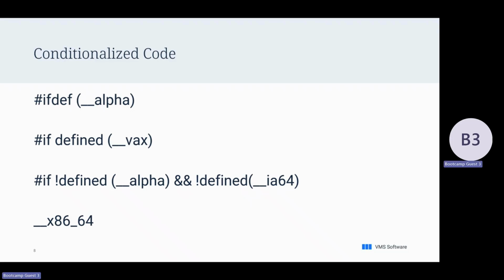So let's just dive in. Some of the things you can encounter when you're dealing with porting code is code that has been conditionalized for one or more architectures. You can find simple things like ifdef alpha, or you can find if defined VAX, or even if not defined alpha and not defined Itanium. I've come across that one.